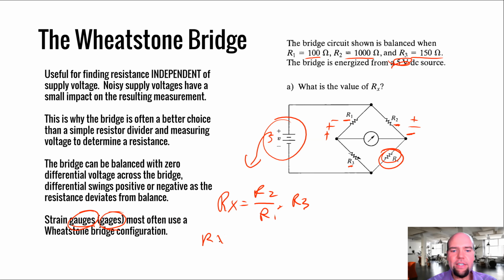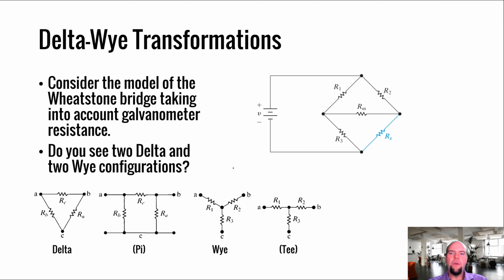So we have Rx equals, let's see, R2 is 1,000 divided by R1 was 100 times R3 is 150. So that should be 1.5K. 1.5 kilo ohms is Rx. Example problem complete.